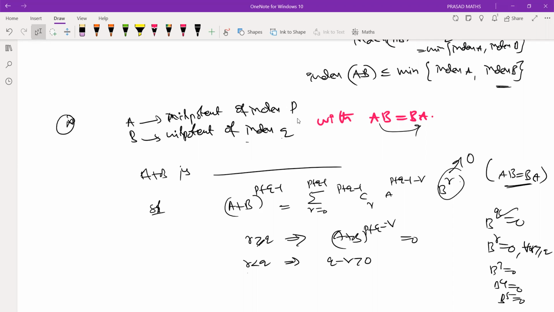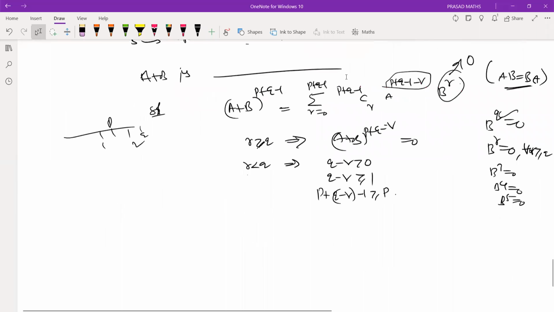That means q is a positive integer, r is also an integer. Therefore q minus r is bigger than or equal to 1, because they are distinct integers whose difference is positive. So the difference is always bigger than or equal to 1. Once the difference is bigger than or equal to 1, what I need is p plus q minus 1 minus r, adding p on both sides. So this power is bigger than or equal to p. That means this is zero.